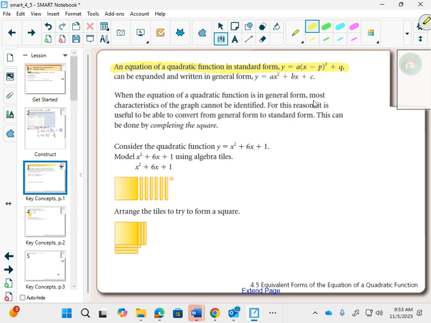This is the standard form of the equation. When you have it in standard form, it's really helpful because P and Q are your vertex. The A value tells you if you go up or down, and also how wide or how narrow it is. The standard form is really helpful for graphing. But you could expand it and write it in the general form, and the general form is basically useless for graphing. You know if it goes up or down, but that's it. You don't know where the vertex is.